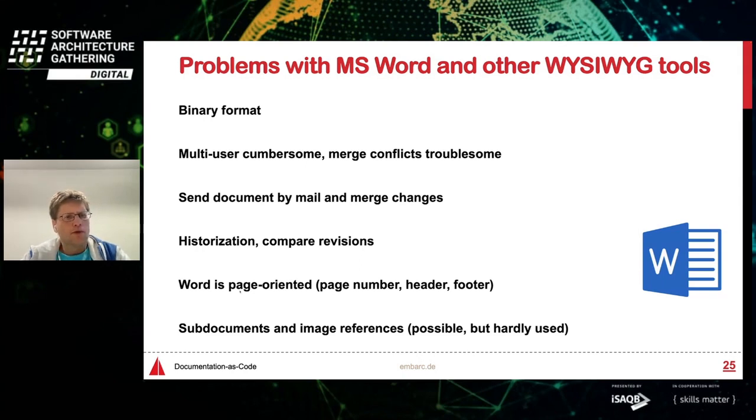Another problem is that it's page-oriented, so you have page numbers, header, footer, and that's not that easy to lay out your documents. If you have used Word, for example, for study work 20 years ago, it was difficult to have more than 20, 30 pages. So if you had a document with 50 or more pages, then it was not useful. It was quite difficult to use.